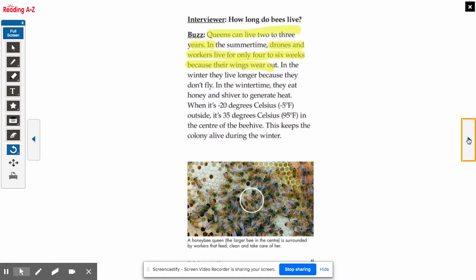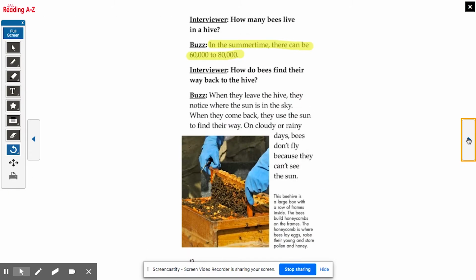How long do bees live? Queens can live 2 to 3 years. In the summertime, drones and workers live for only 4 to 6 weeks because their wings wear out. How many bees live in a hive? In the summertime, there can be 60 to 80,000.